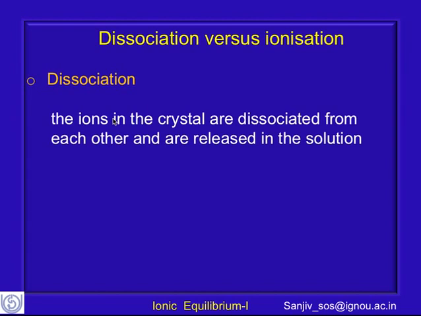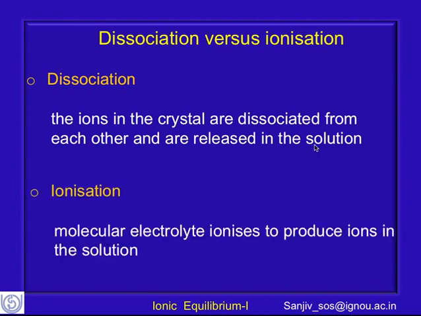Now, when you put that into water, the water molecules solvate these ions, and the ions separate out. That means the ions which are present in the crystal are dissociated. They dissociate from each other and are released in the solution. Whereas in case of ionization, what basically is happening is the molecular electrolyte, in this case acetic acid. Acetic acid is a molecular electrolyte. There are no ions in that. But this molecule somehow ionizes, breaks down to generate ions. So since it is generating ions, we say it is ionization.